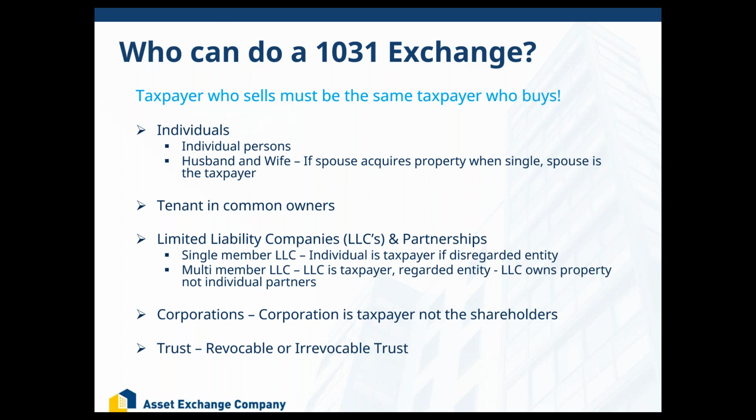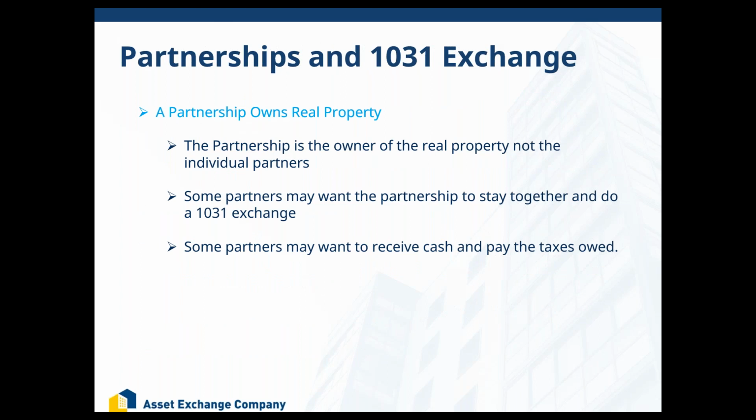Whoever the taxpayer is in the sale needs to be the same taxpayer in the purchase of your replacement property. Now, sometimes we see this with partnerships. When a partnership sells investment property, the individual partners may have different goals. One partner may say, I think our partnership should do a 1031 exchange, defer its taxes, and buy some replacement property. But another partner may say, I don't think our partnership should do a 1031 exchange. I don't think we should buy any more investment properties. Well, how can you do that?